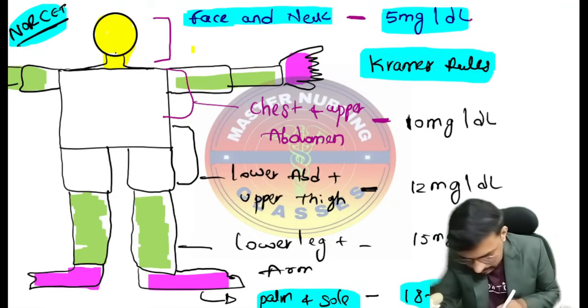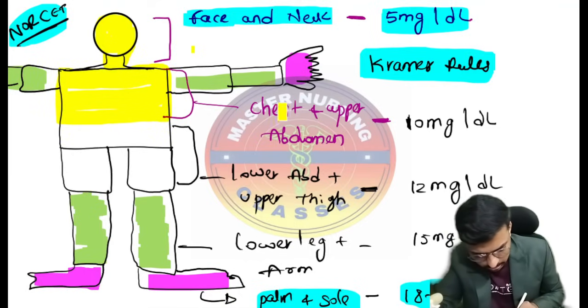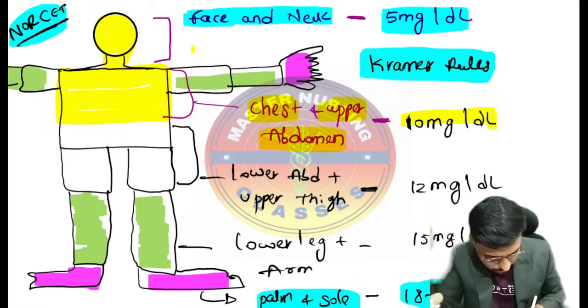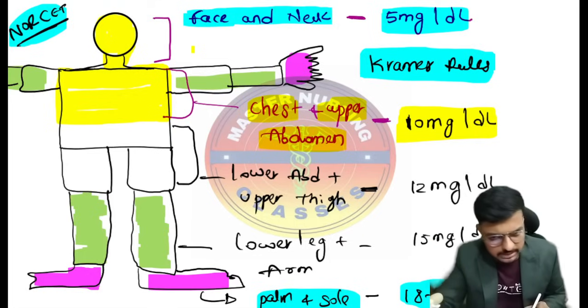Okay, so then the next one is, if upper abdomen and the chest is yellow in color, the chest and the upper abdomen, which is yellow color, means the expected amount of the bilirubin in the blood will be more than 10 milligram per deciliter, right?